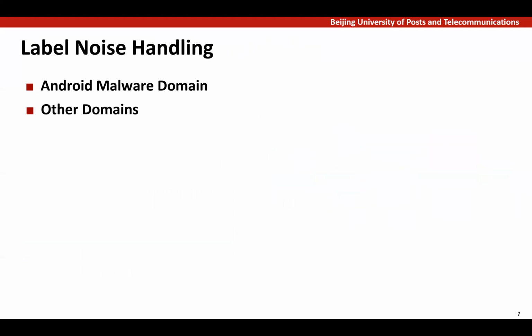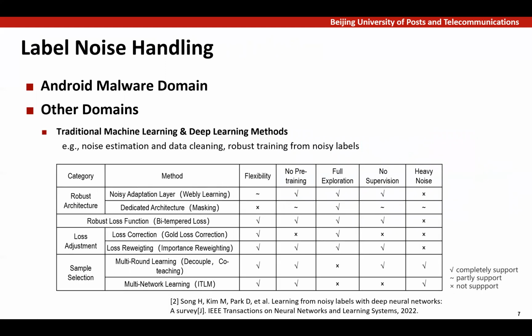Beyond Android malware, label noise is a common problem in machine learning datasets. There are a lot of studies that address noisy labels in academia using traditional machine learning or deep learning methods. Some work deals with noisy labels by means of noise estimation and data cleaning. There is also work focusing on robust training from noisy labels.